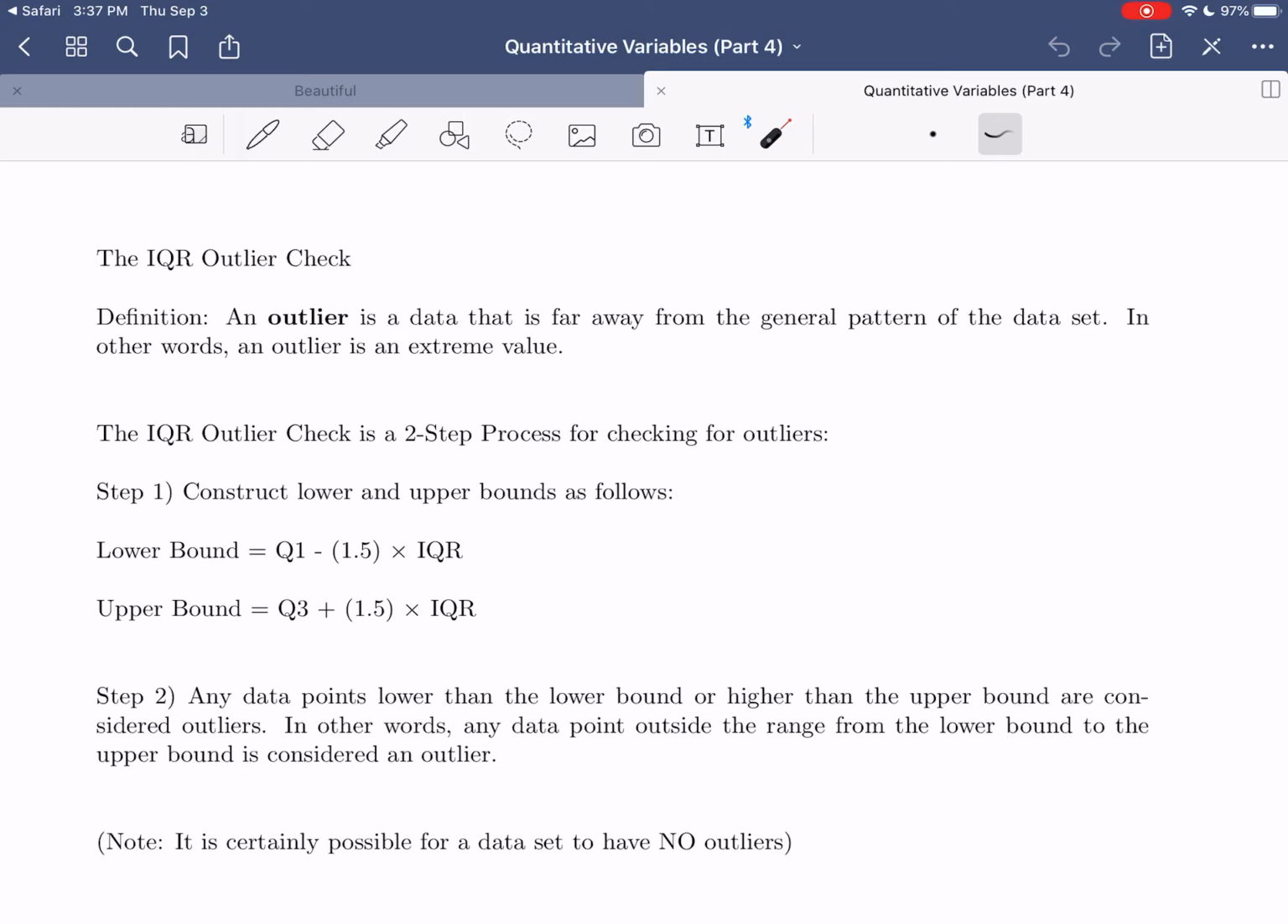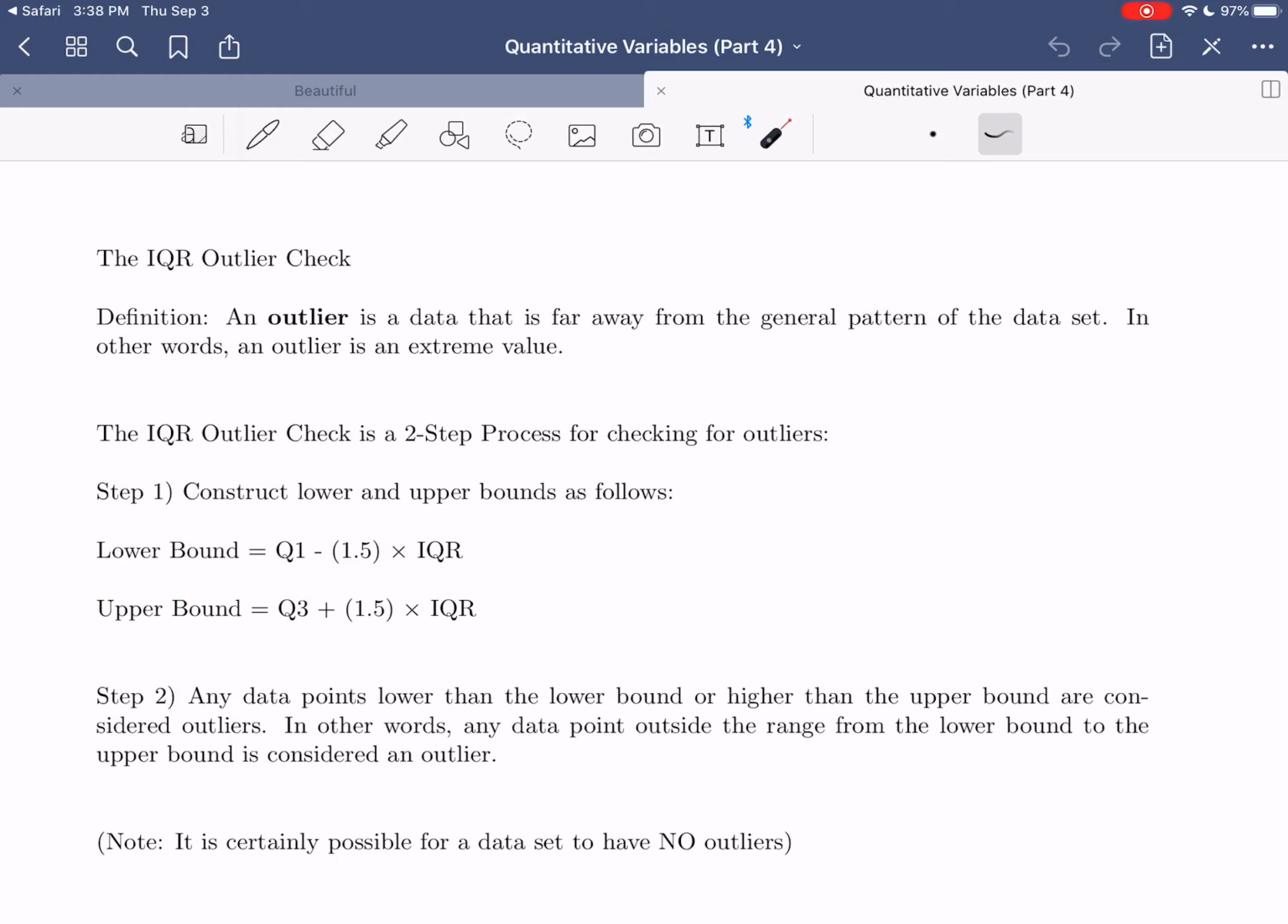So the IQR Outlier Check is a two-step process for checking for outliers. Step one is where we construct lower and upper bounds for our data set. Basically these lower and upper bounds give us a range for what we consider typical values in our data set. In other words, a range for what we consider not extreme. So we construct the lower bound by taking the first quartile and subtracting 1.5 times the IQR. We construct an upper bound by taking the third quartile and adding 1.5 times the IQR.